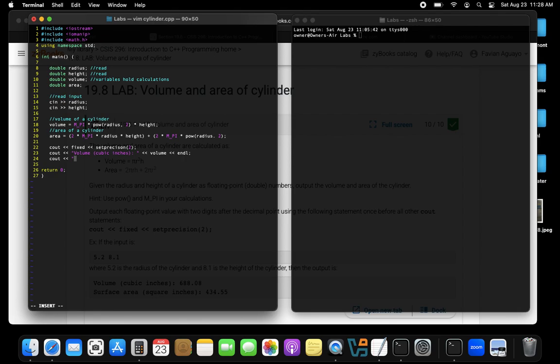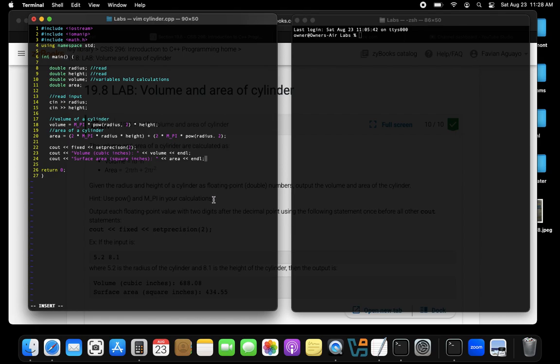Okay, so now we have surface area, square inches, and now we're going to do area. And endl. Okay, so again, we're printing the second line now. So we've got character out, string, and then area is going to be the result of this equation.